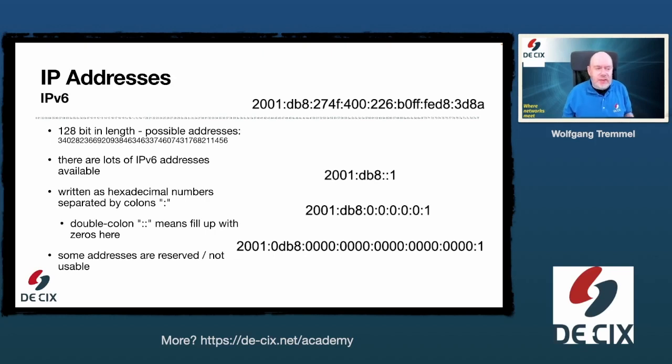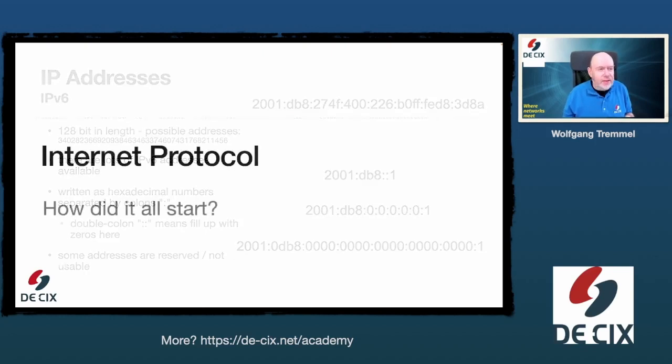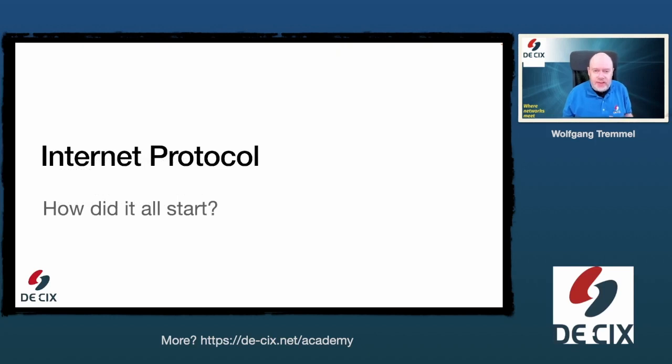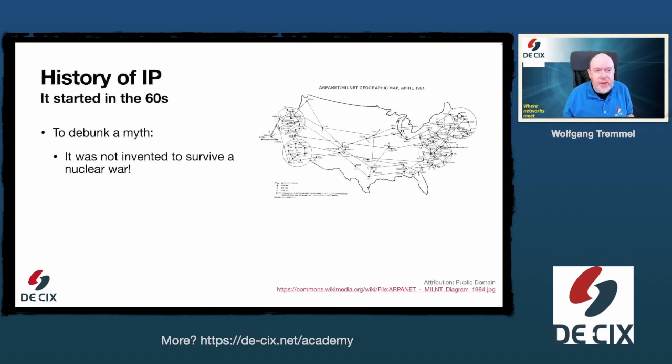Let's talk about the IP protocol, about the history of the internet, the history of IP. How did it all start? Well, it started early in the 1960s. And to debunk a myth, well, the internet IP was never meant to survive a thermonuclear war. The internet was founded by the Defense Advanced Research Project Agency, the DARPA, so actually by the military, but the purpose was a different one.